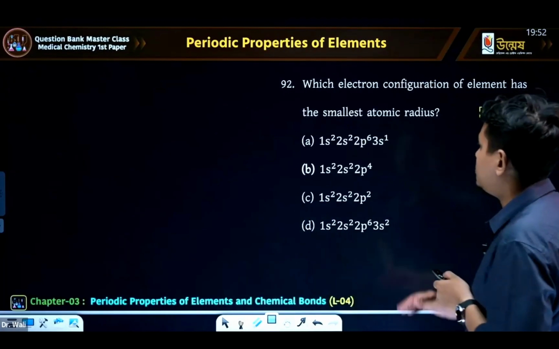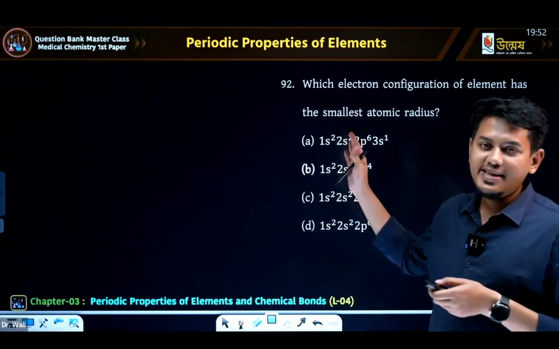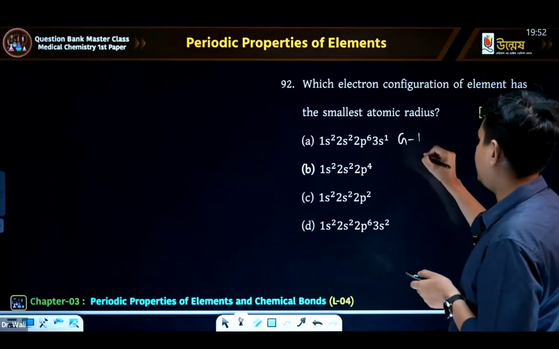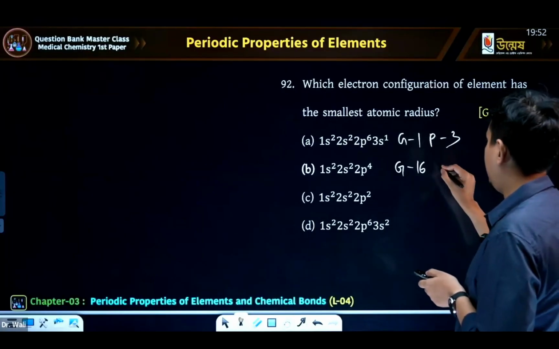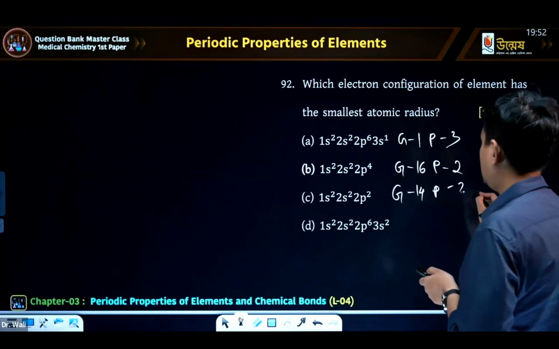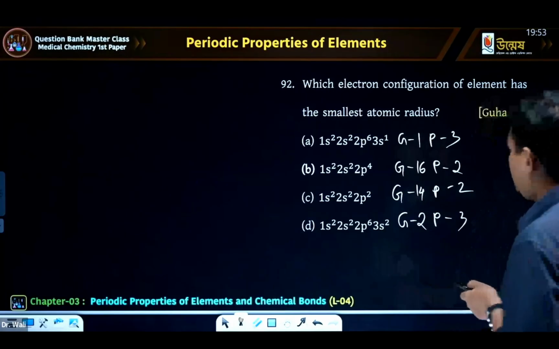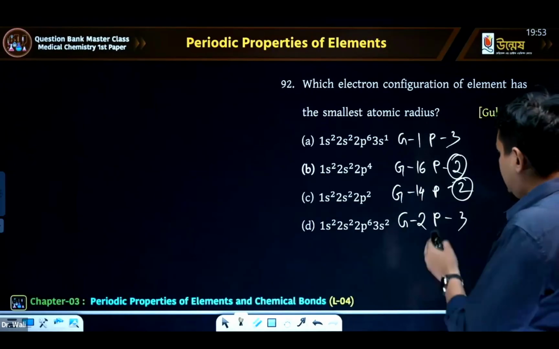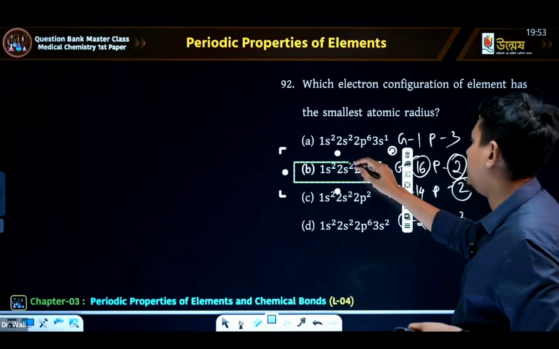Which electron configuration of an element has the smallest atomic radius? The smallest atomic radius will be found on the right side, in the rightmost element. Here, if I determine their group numbers, this one is from group 1, period 3. This is group 16, period 2. This one is group 14, period 2. This one is group 2, period 3. As we can see from the picture, these are from the same period and this one is located at the right side, so it will show the smallest size.